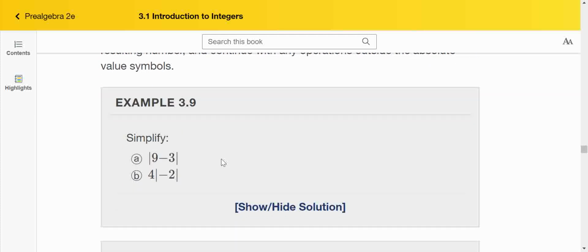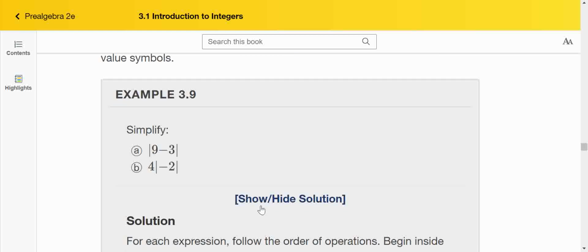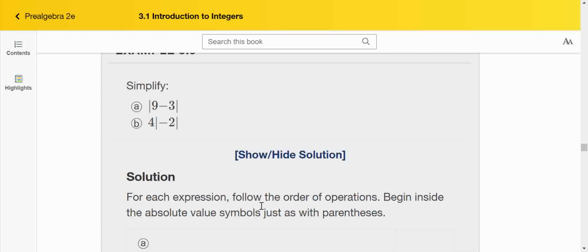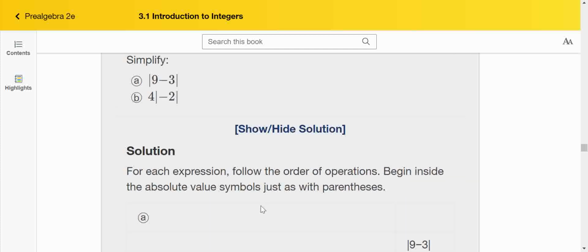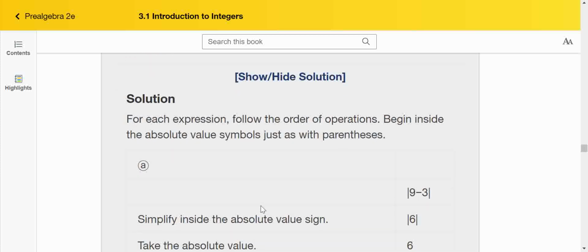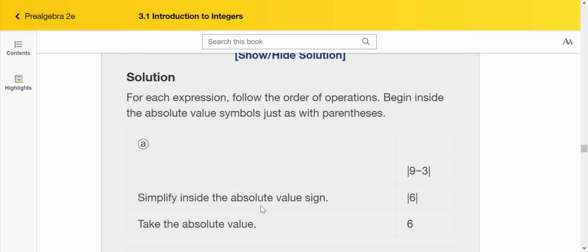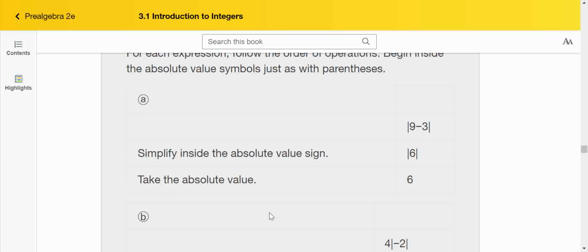Example 3.9. Let's simplify these two problems. Solution. For each expression, follow the order of operations. Begin inside the absolute value symbols, just as with parentheses. So we get the absolute value of 9 minus 3. Simplify inside the absolute value sign, and we get 6. That is the absolute value of 6. Take the absolute value, and we get 6.